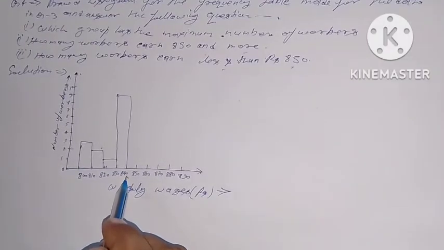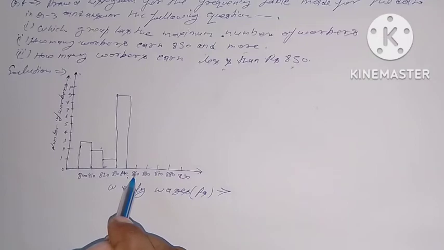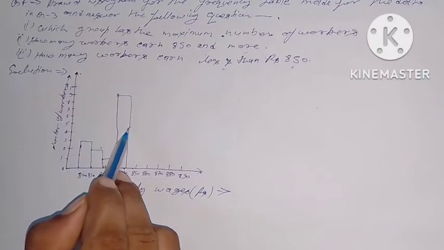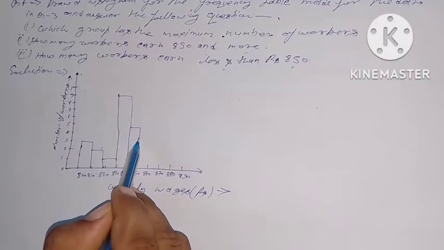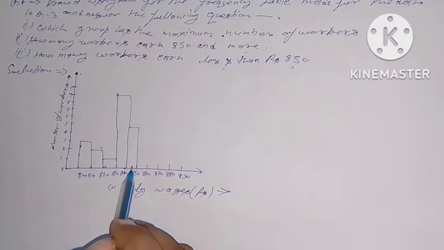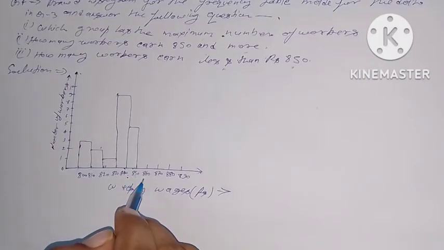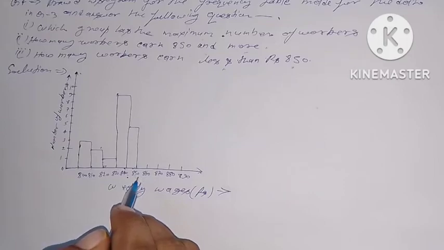And 840 to 850, how many workers? 5 workers. Then this graph goes up to 5. And 850 to 860, how many workers earn money between 850 and 860? Only one worker.